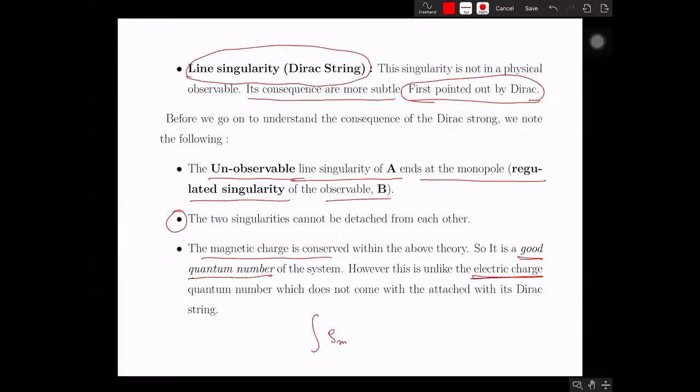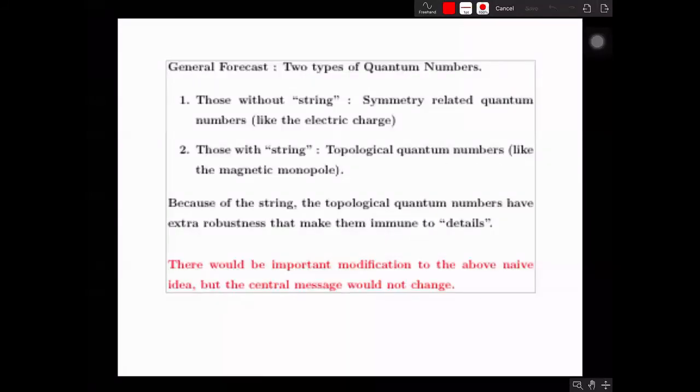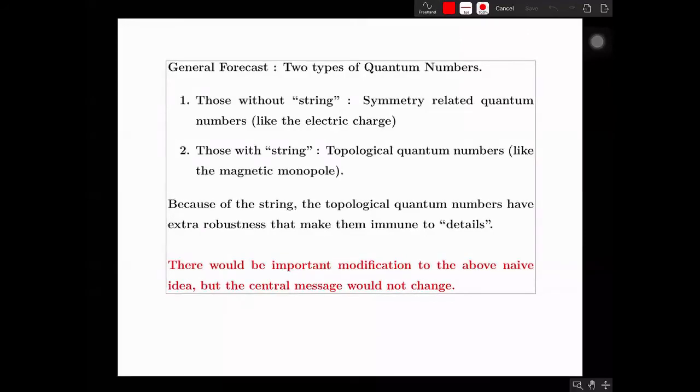Just to continue with this one, there are two kinds of quantum numbers: those which come without any string, and those which come with strings attached. We will find examples of both kinds, and those which come without strings are in some sense local quantum numbers. We would understand the meaning of these terms as we go on. If they don't have any string attached, like this magnetic monopole, the string may be unobservable, but there is a string attached, and we will see its consequences.